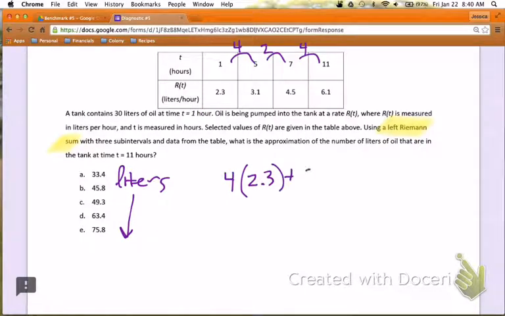Plus, the next one has a base of 2, and the height from the left of this rectangle is 3.1. And then the base for the last one is a base of 4, and the height for that is 4.5. Now, unfortunately, you are not allowed to use a calculator for this problem.